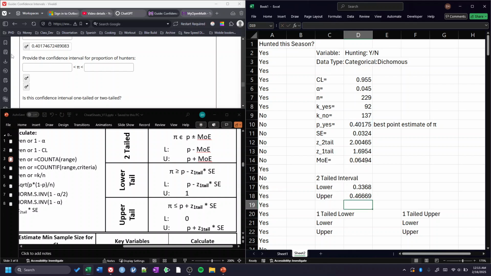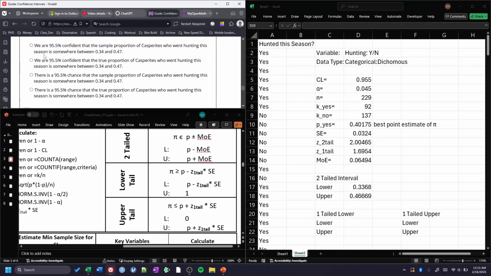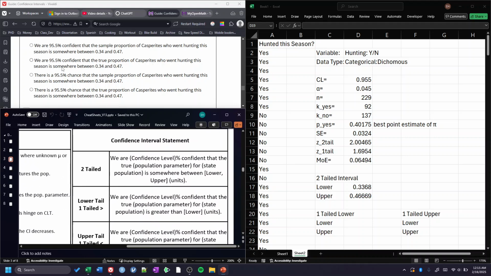So for this one, we double check our answers, 0.3668. Yep, that looks good. And 0.666. Yep, that looks good too. Is this confidence one-tailed or two-tailed? We know that it's two-tailed. And down here, we can use these confidence interval statements again to help us out.